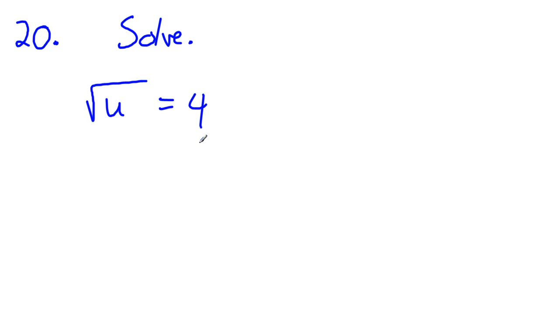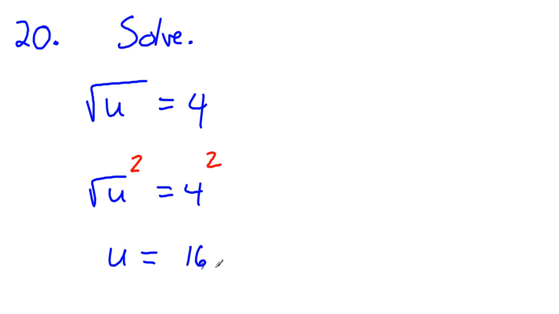And as long as we're solving, we said there's two things you have to do. First off, you have to get the square root by itself, which this one is already there. Second thing you have to do is square both sides. So once the square root's already by itself here, we're going to square both sides of this equation. And when you square the square root, the square and square root cancel, and you get just u. When you do 4 squared, you get 16.